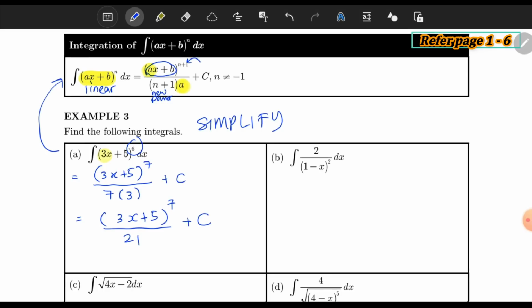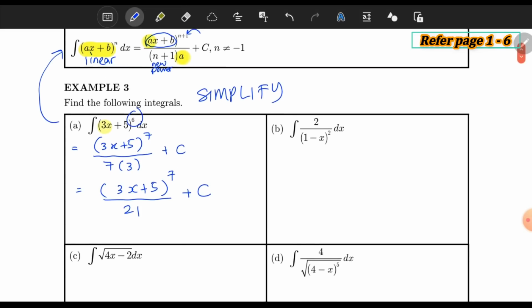Okay. Part B. Integrate 2 over (1 minus x) power of 2. And we can write it as a negative index. Okay, we take out 2 outside: 2 integral of (1 minus x) power of negative 2 dx. Okay, we make it a negative index.